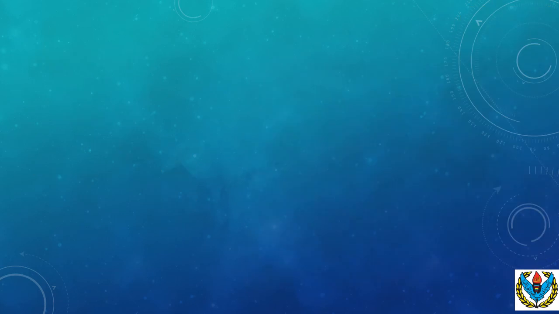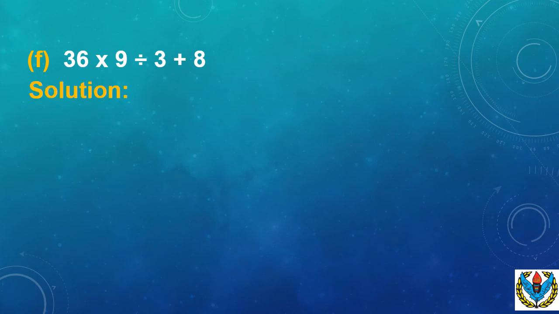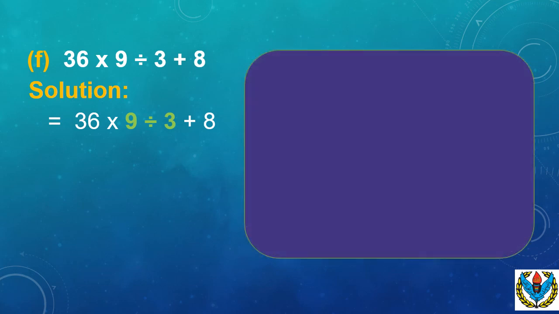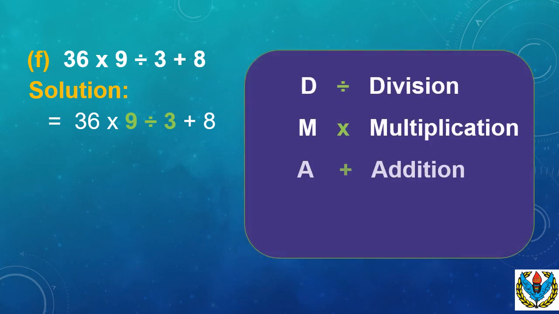Now we will solve F part. 36 multiplied by 9 divided by 3 plus 8. Let's see the solution. Here there are three operations: multiplication, division and addition. And if in any question there are three operations coming, then we have to solve them by using the rule number 2, which is the DMAS rule.